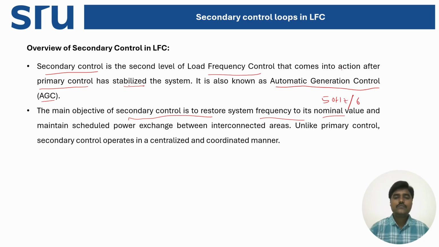If it is the US, we have to maintain a frequency equal to 60 Hz. And it will also try to maintain power exchange between interconnected areas. As I mentioned, the primary control cannot control the tie line power flow, whereas the secondary control can. Unlike primary control, the secondary control operates in a centralized and coordinated manner. That means if there are multiple generators in one power plant, the secondary control will have some sort of communication methodology across all the units, which is lacking in primary control.